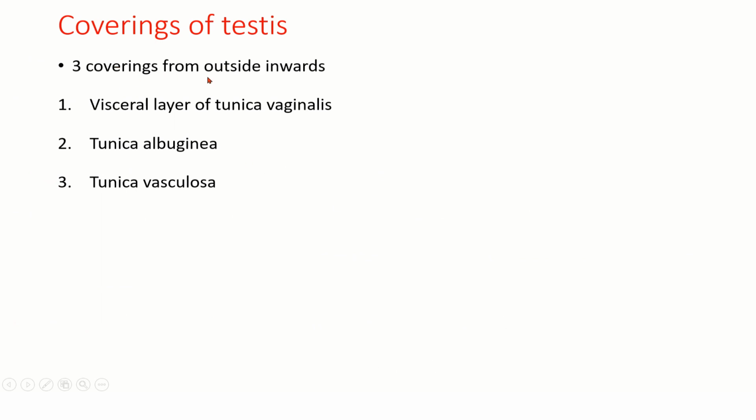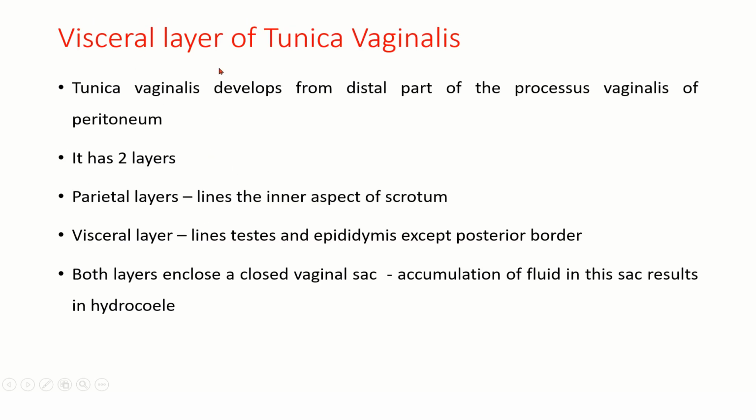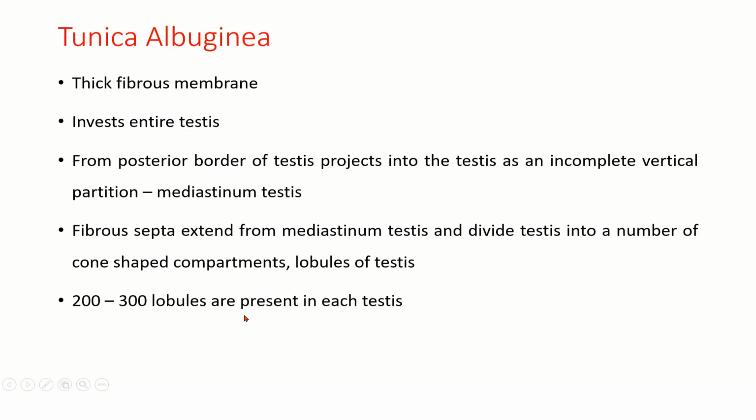Coverings of the testis: three coverings from outside inwards: visceral layer of the tunica vaginalis, tunica albuginea, and tunica vasculosa. The tunica vaginalis develops from the distal part of the processus vaginalis of the peritoneum. It has a parietal layer and a visceral layer. The parietal layer lines the inner aspect of the scrotum, whereas the visceral layer lines the testis and epididymis except the posterior border. Both layers enclose a closed vaginal sac. Accumulation of fluid in this sac results in hydrocele.